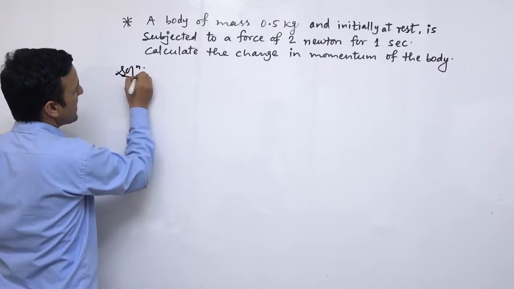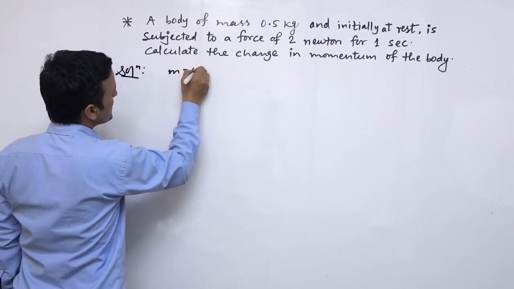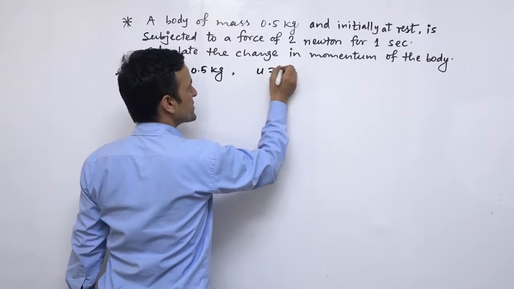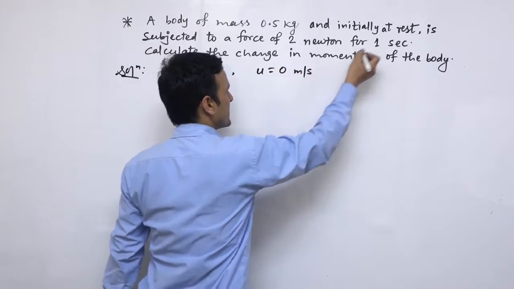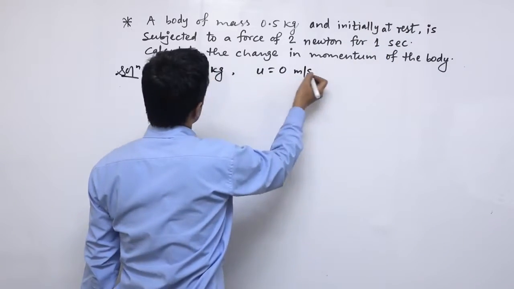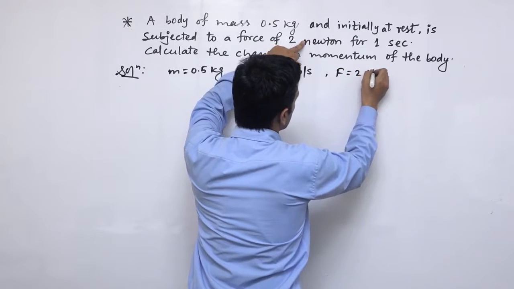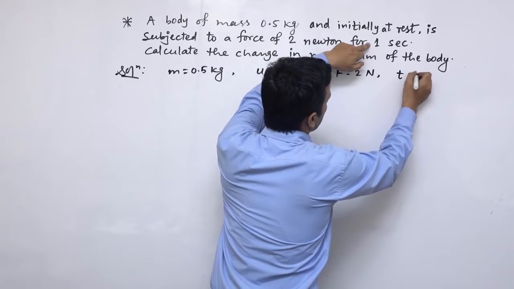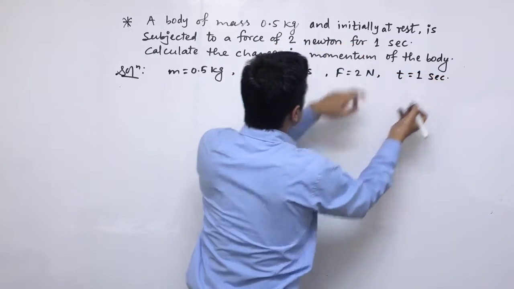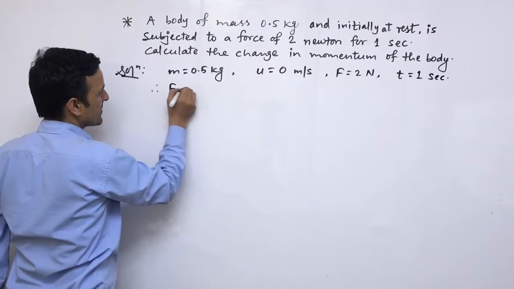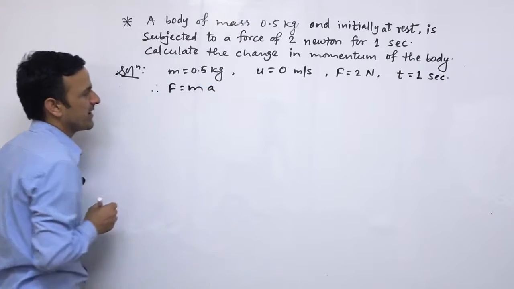त्यसको लागि we have the information. Mass is equal to 0.5 kg. Initially at rest means 0 meter per second. Rest बाट सुरु भएको छ, यो 0 लेखौं. And force is given, F is equal to 2 Newton. Time is given, time is equal to 1 second. So from this, first of all, we can find out F is equal to ma.